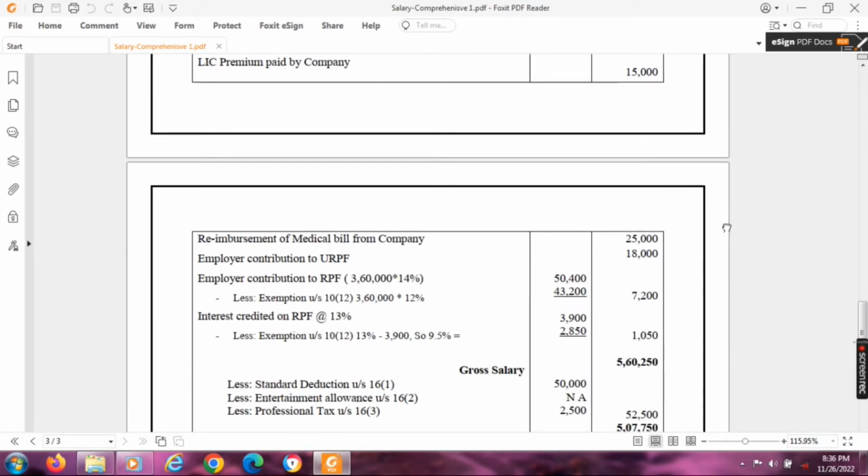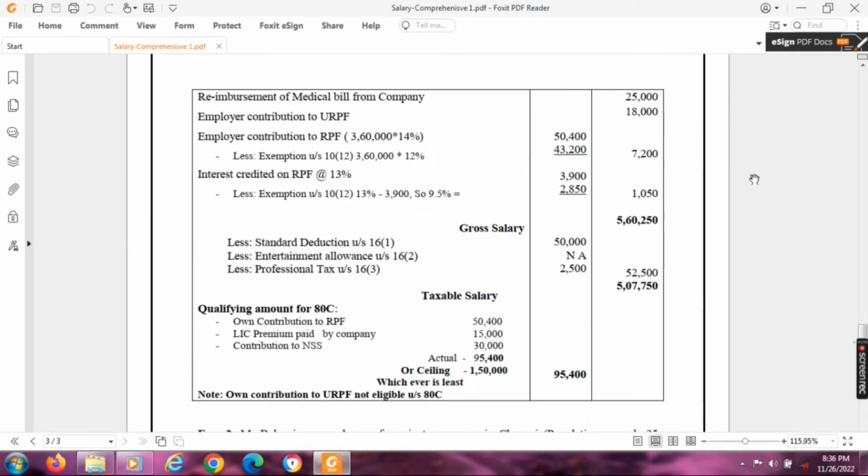Next one, reimbursement of medical bill from a company, fully taxable in the hands of employee. Next one, employer contribution to URPF, fully taxable. Last part, PF part, employer contribution to RPF, 14% of salary. That means 3,60,000 into 14%, of which up to 12% we can claim exemption. So balance only taxable. Interest credit to RPF at the rate of 13%. For 13%, 3,900 means what, for 9.5%? That is exempted. Balance only taxable.